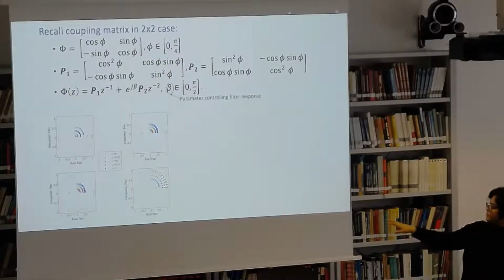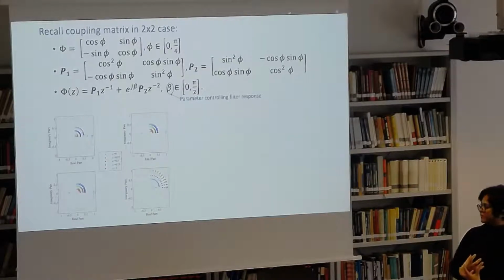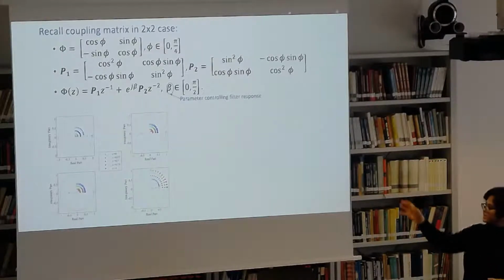So this is a pole-zero plot. There are no poles here. It's an FIR filter. And these 4 plots are actually just the 4 elements of the paraunitary matrix. This is a 2 by 2 matrix. So I show this for different values of phi and beta, because you also have phi, which is a parameter that controls the amount of coupling, and you have beta, which now controls the filter response. So we see that phi just controls the radius of the zeros, and beta controls the zero angle. So that determines where the nulls in your response will lie.